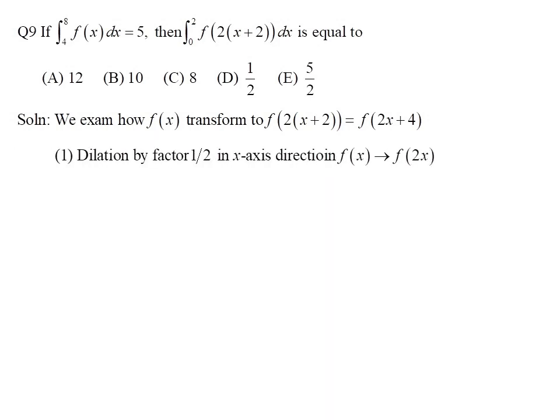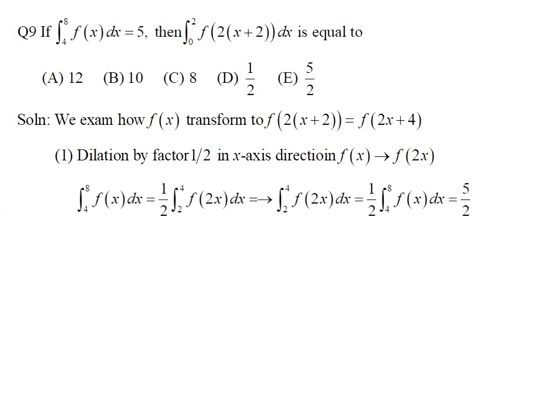The first step is to apply a dilation factor of 1 over 2 in the x-axis direction. So the integral from 4 to 8 of f of x with respect to x is written as the integral from 2 to 4 of f of 2x with respect to x, all over 2, which means that the integral from 2 to 4 of f of 2x with respect to x equals 5 over 2.